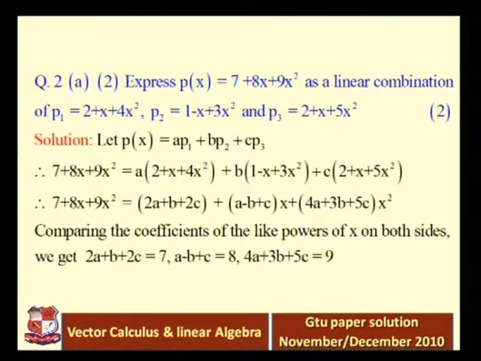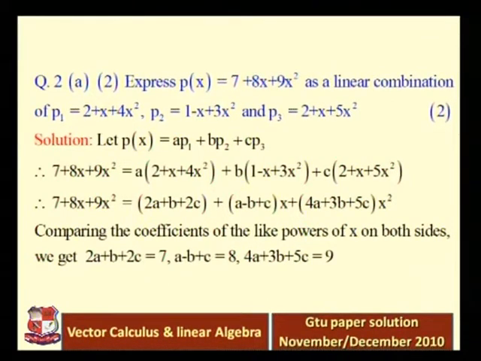You can see all the polynomials p, p1, p2 and p3 are in P2, the set of polynomials of degree 2. Okay, the maximum degree of these polynomials is 2, right? So we express p in a linear combination of p1, p2 and p3. Let p(x) be equal to a p1 plus b p2 plus c p3.